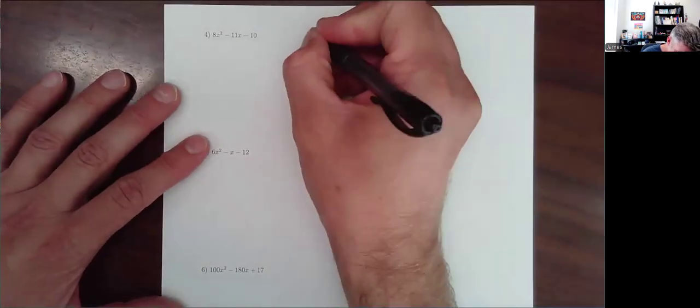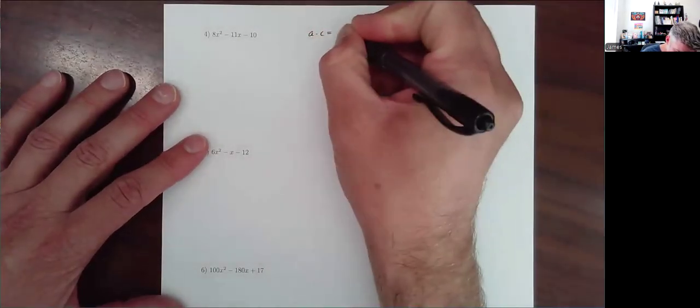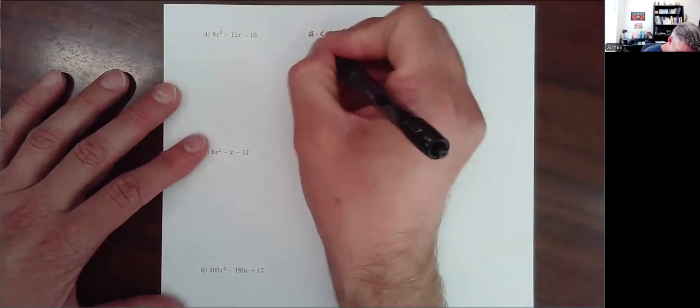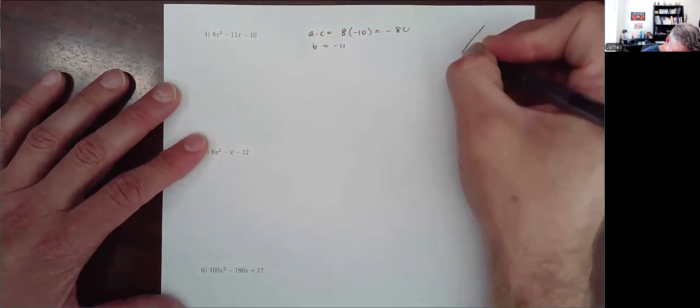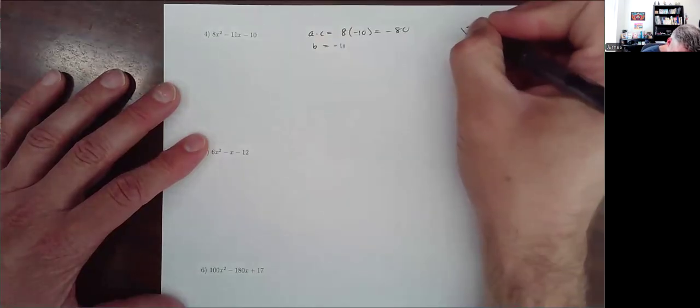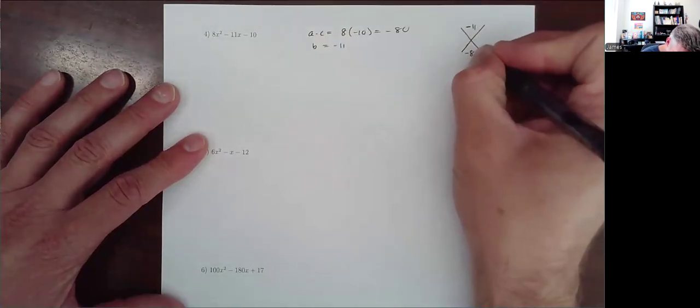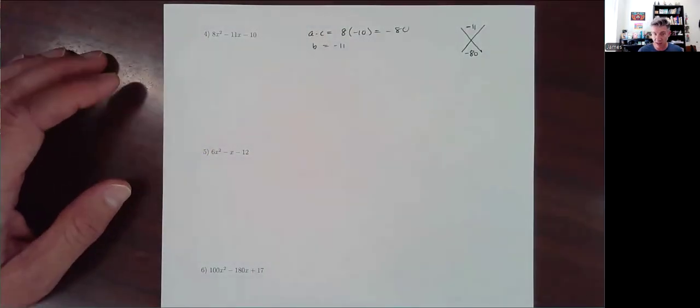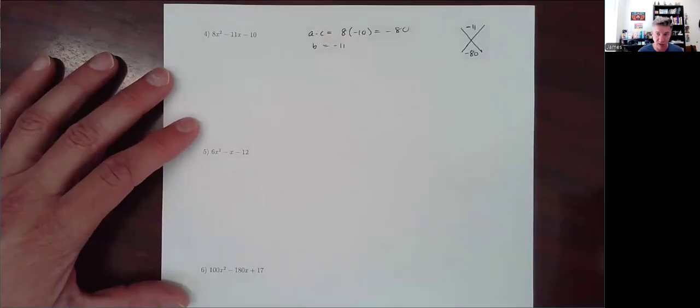So here, a times c is 8 times negative 10, which is negative 80. And my b is negative 11. So I'm looking for numbers that add up to negative 11 and multiply to negative 80. So again, I have to have one positive, one negative, but here, since they're adding up to a negative number, the negative one should be larger.